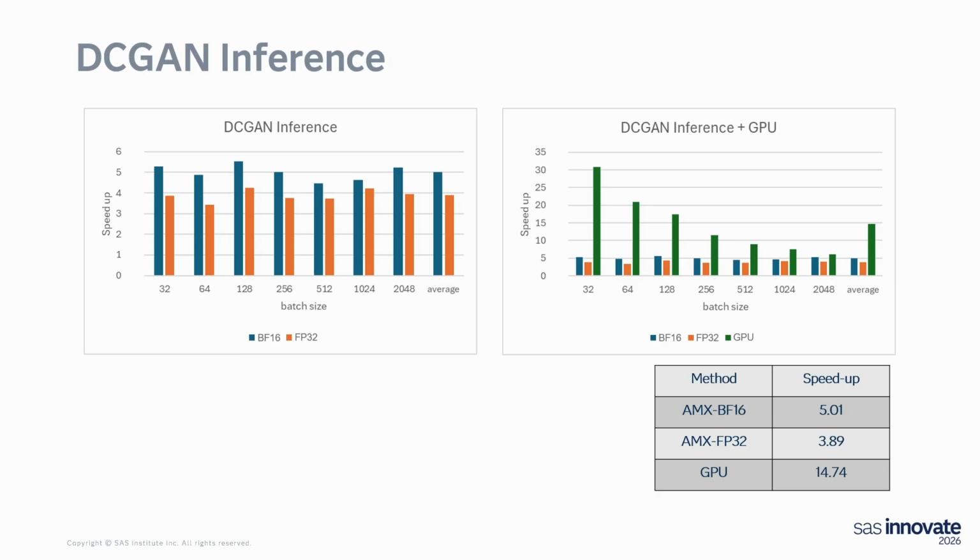And this is inference on the DC GAN models. Here we get around 5x speedup for bfloat16, 4x for floating point 32, fairly similar. And then the GPU is 14x. So still faster, but with respect to BF16, you're looking at a factor of 3, not 100. So again, that's close enough to make it hard to argue for that price differential, in my opinion.